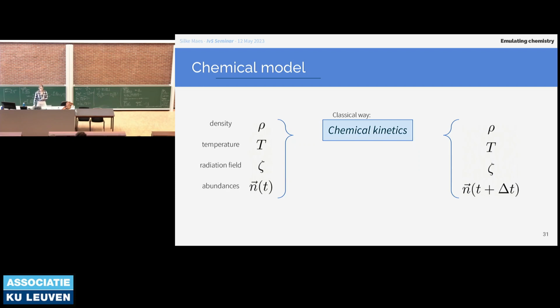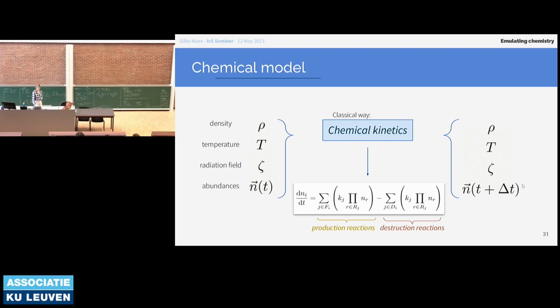So quickly to remind, what is a chemical model? Basically, we have an input: some physical parameters like the density, temperature, and some radiation field, and then we also have the abundances. We put this through our model, and what we aim for is an update on the state of the abundances. The physics can stay constant, that's what we're fine with. And classically, this is done by solving the ordinary differential equations that I showed so far.